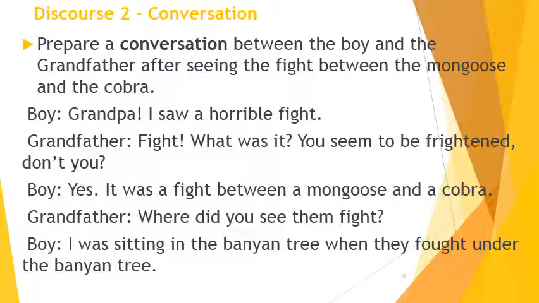The second one is a conversation. Here we are asked to write a conversation between the boy and the grandfather after seeing the fight between the cobra and the mongoose. So the boy starts the conversation.